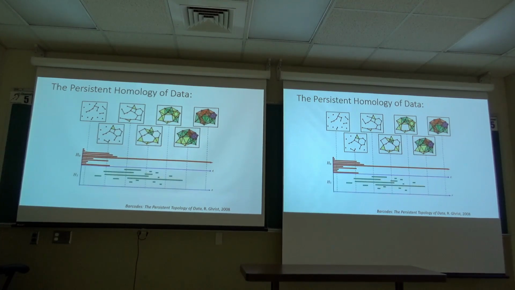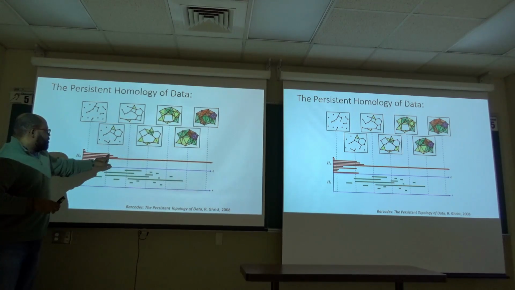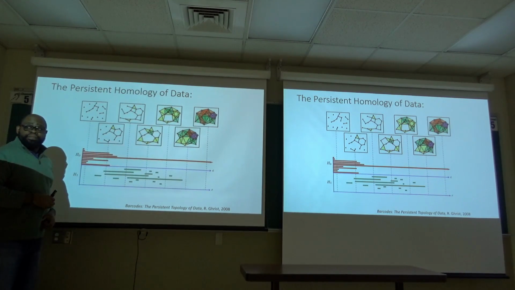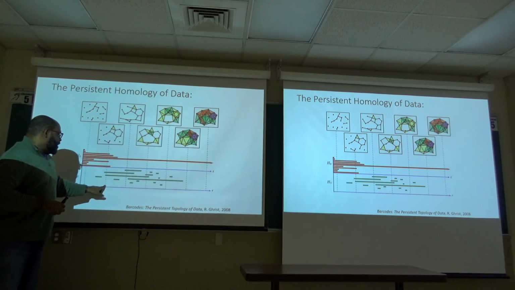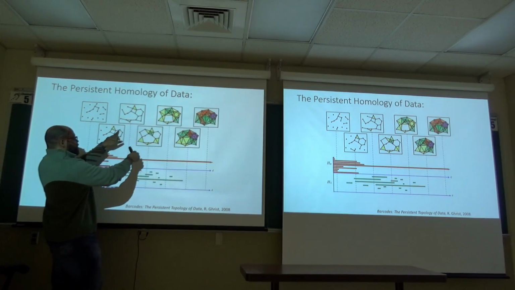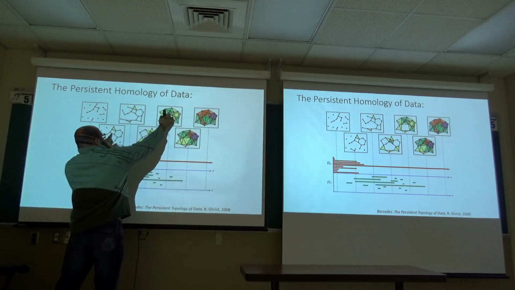We can also measure the loops that are not filled in. So for example, here at this stage, there are 2 loops, namely this guy and that guy. Okay? And then when you get up to this point, those loops were filled in, right? So this guy is now filled in by all of that, and this guy is filled in by all of this.